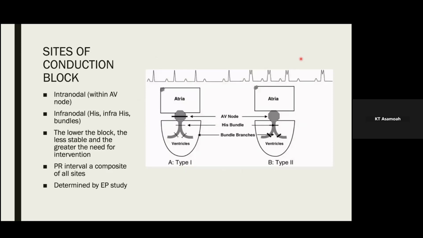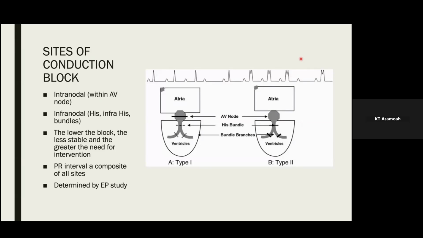Now, the blocks in conduction can occur at various levels. So it can occur within the AV node, which is typically what we see in the first degree AV blocks. And it could be infranodal. And infranodally, it can be within the His bundle or within the bundle branches. And the lower the block, the less stable the rhythm and the greater the need for intervention. Similarly, when you have such blocks, you have escape rhythms, and the lower the escape rhythms, the broader the QRS complex.